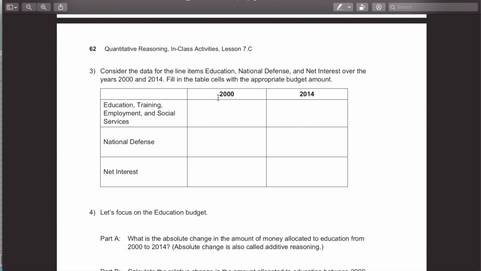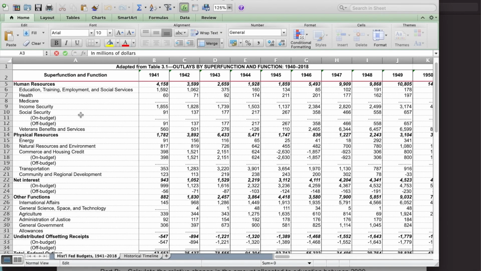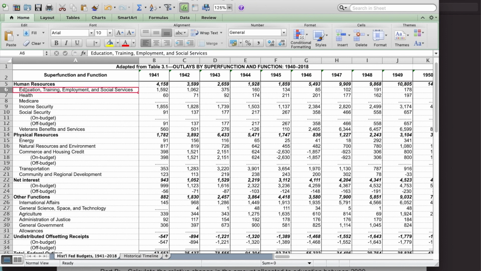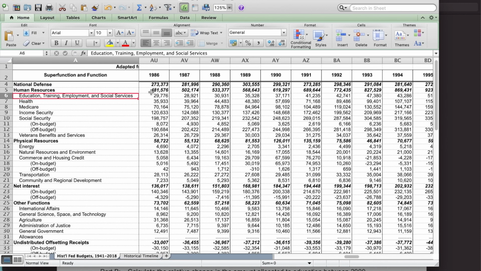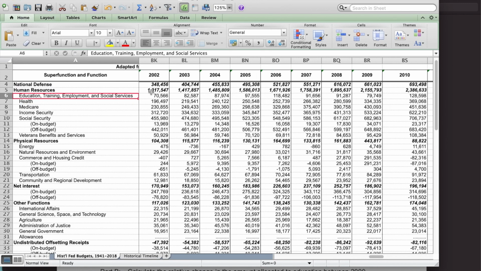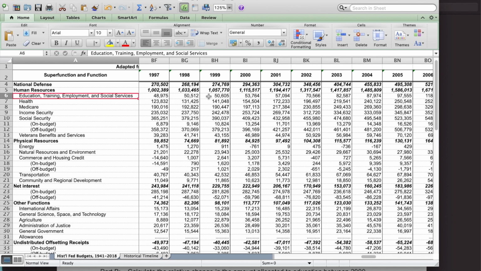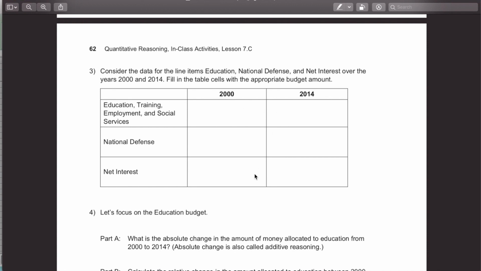So we want to look first for education in 2000. So I can come to my Excel sheet. I can come down to this category right here for education, training, employment, and social services, and I can scroll over until I get to the year 2000. And right here at 2000, here's my number. Of course, I have to remember that that's in millions, but that's the number that I can fill into my table. So go ahead and use the table to fill in all the rest of these values, and we're going to be looking at how things have changed from the year 2000 to the year 2014.